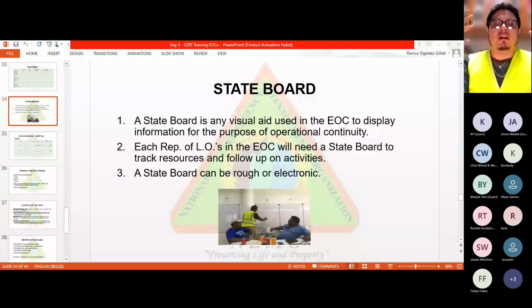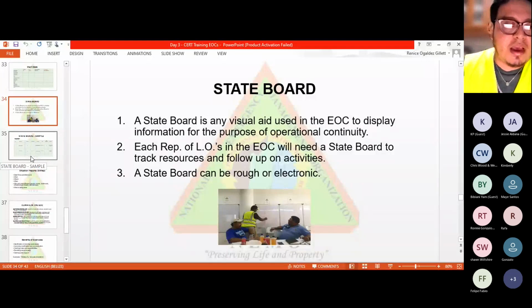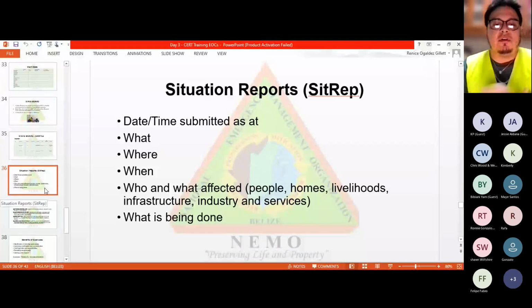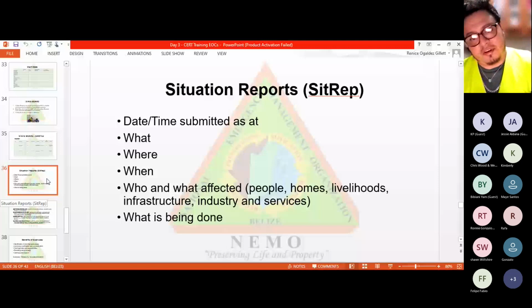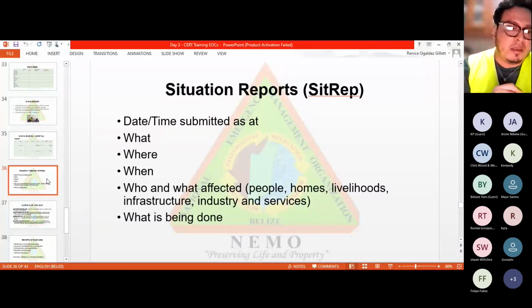Situation reports, and this is what was placed on the wall in the EOC, whereby we have date and time submitted. For example, you're going to write a situation report every 30 hours. You need to report to Belmopan and send this. If you're going to write January 12th, 2022, what happened? Well, rain started in the morning and has not stopped. Where did it happen? The whole Corozal district. When? You have to be specific about the time.